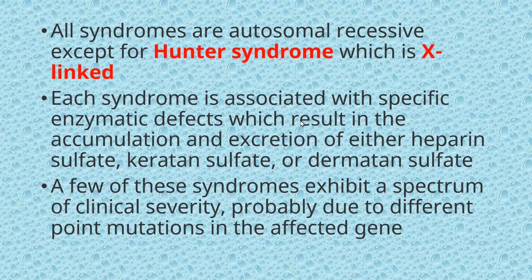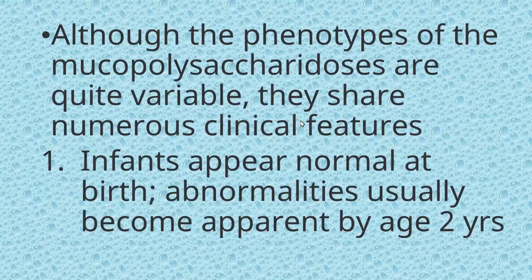A few of these syndromes exhibit a spectrum of clinical severity, probably due to different point mutations in the affected gene. What are the general clinical features? Although the phenotypes of mucopolysaccharidosis are quite variable, they share numerous clinical features. Infants appear normal at birth. Keep this for the pediatricians. They appear normal at birth. Abnormalities usually become apparent by the age of 2 years.